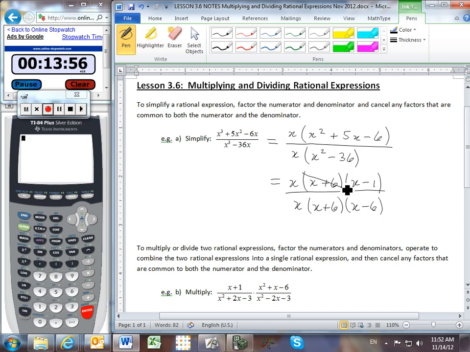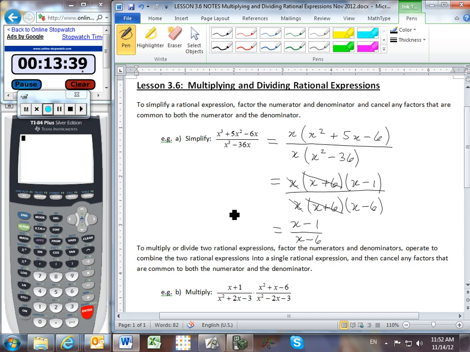And our x plus 6's are common factors in the top and the bottom that cancel, and the x's are common factors, those will cancel, and we're left then with simply (x minus 1) over (x minus 6). And that's the first one simplified.